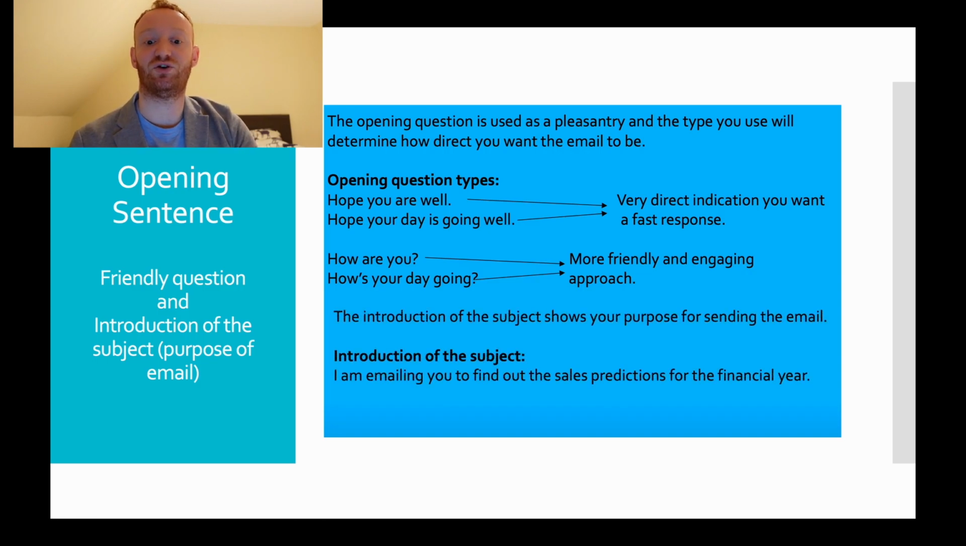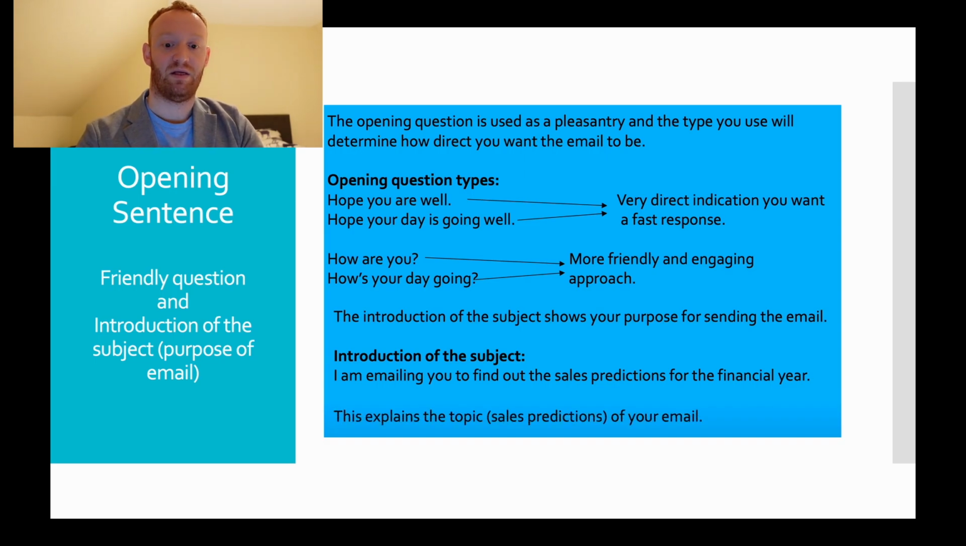Now then you need to introduce the subject and the purpose for sending the email. The example I've given here is, I'm emailing you to find out the sales prediction for the financial year. So that is your opening sentence. You're going to lead in with an opening question about asking something personal like how are you, and then you're going to go straight into the purpose of the email. This will explain topics such as sales prediction for this example of the email.